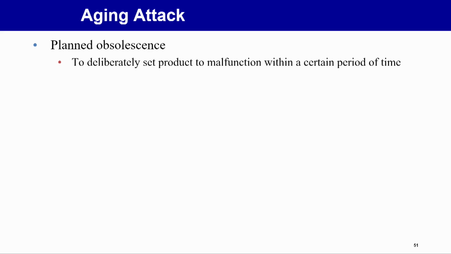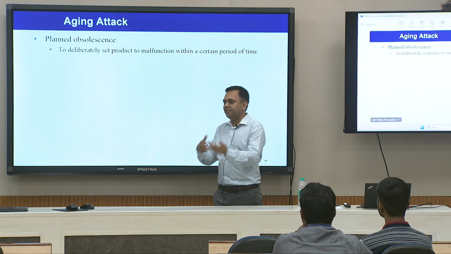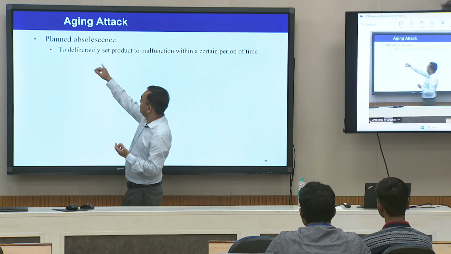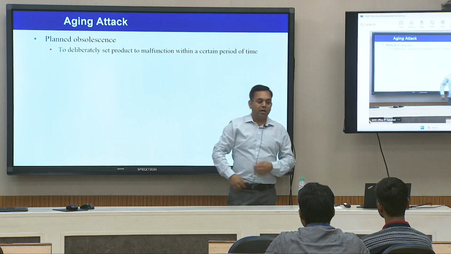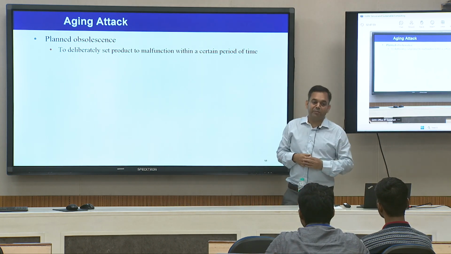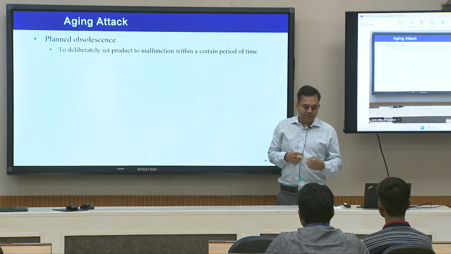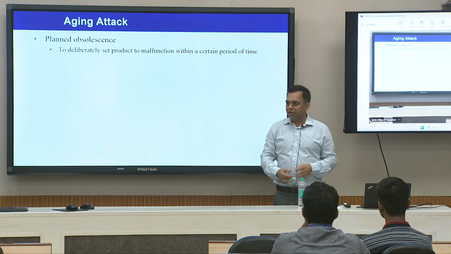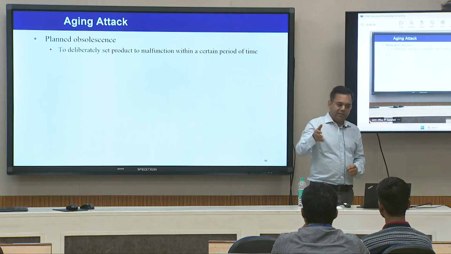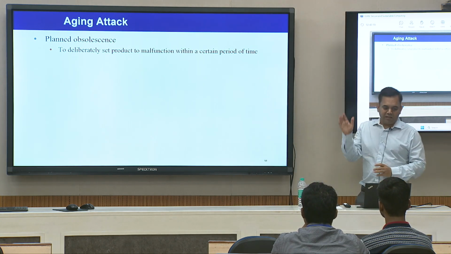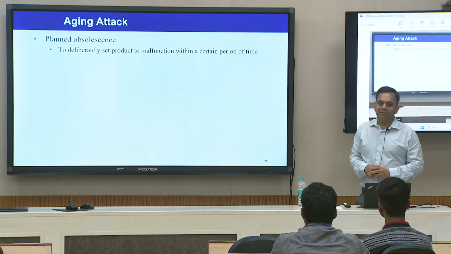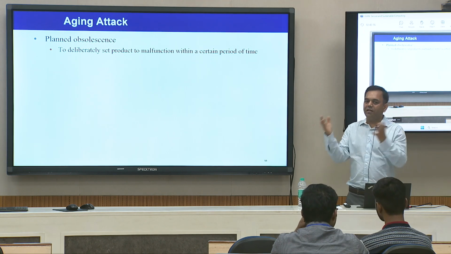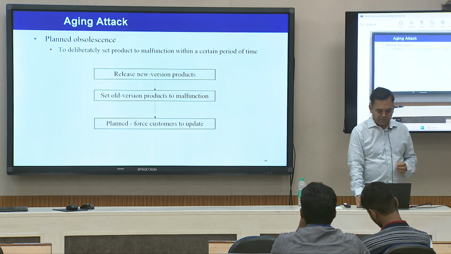That means things are not aging by their nature. There is some planning. That means to deliberately set a product to malfunction within a certain period of time. It's like someone wants my phone to just stop working within 1 year. So there is a planning. Like within 1 year I want to make this phone not work. So that's called planned obsolescence, making it obsolete with a nice planning.